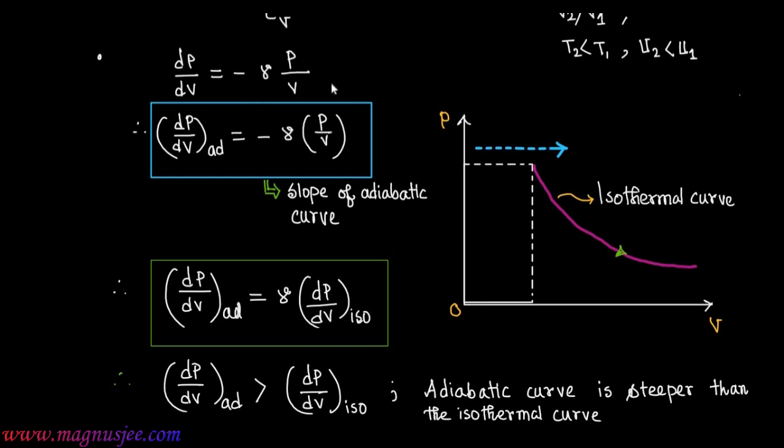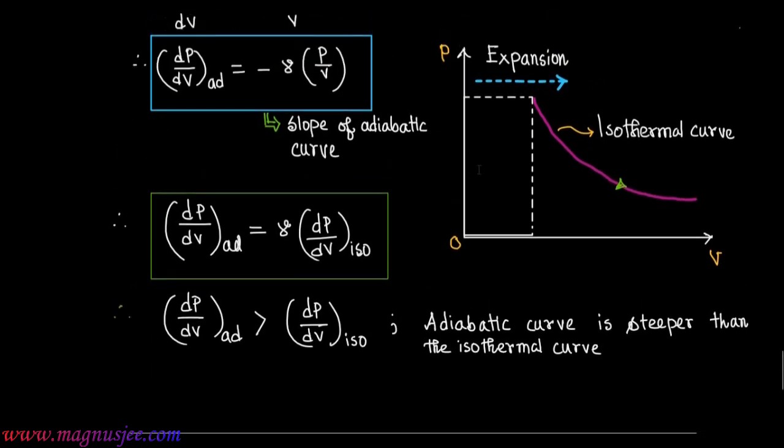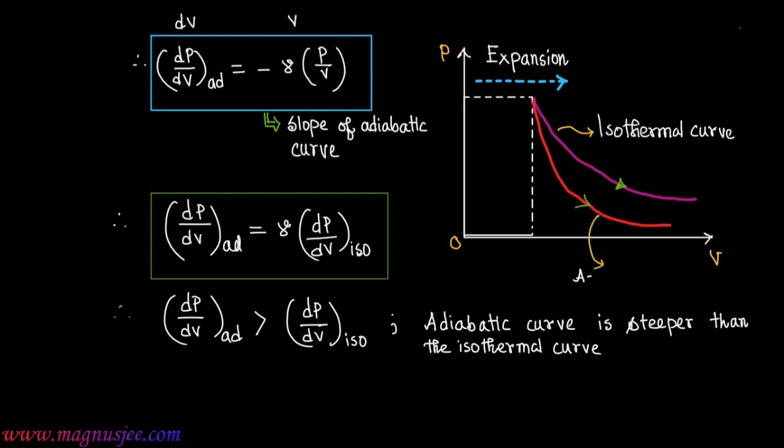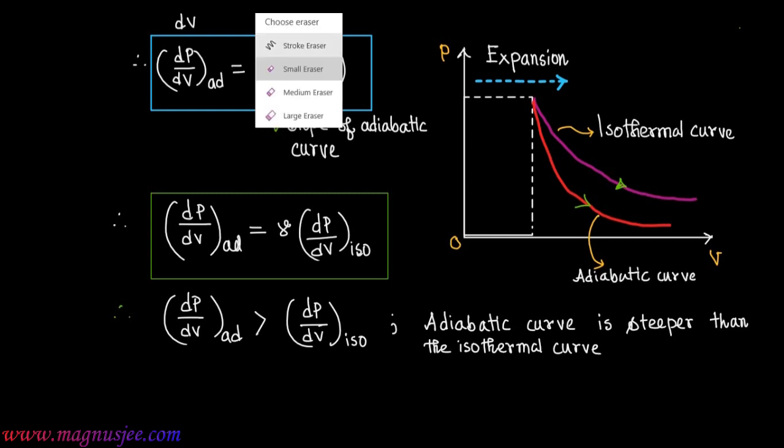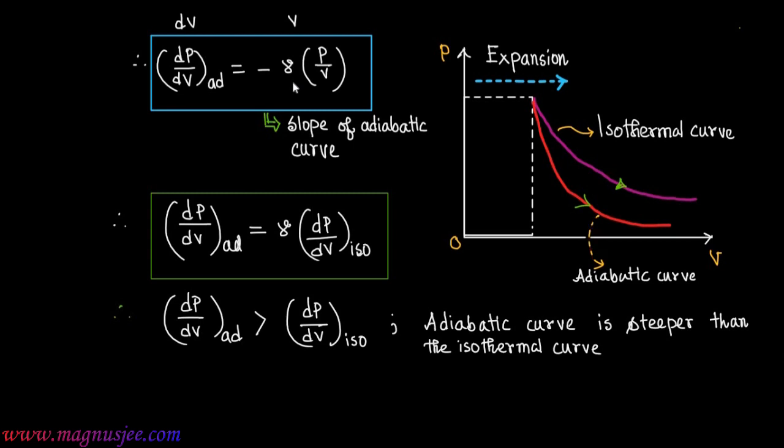And if we consider the expansion of an ideal gas towards the right hand side in the PV curve, this will be the adiabatic curve, which is denoted by red color, and the isothermal curve is denoted by violet color. The adiabatic curve, denoted by red color, is steeper than the isothermal curve.